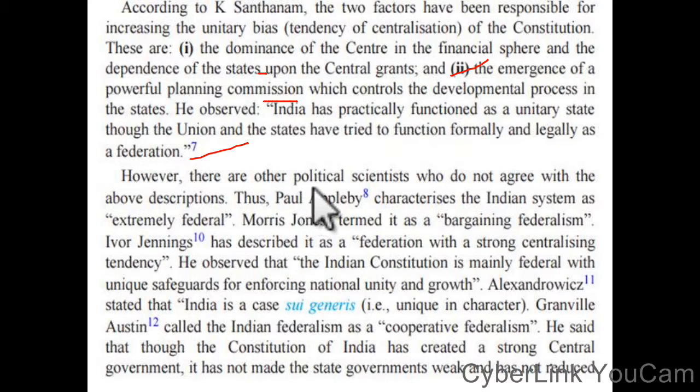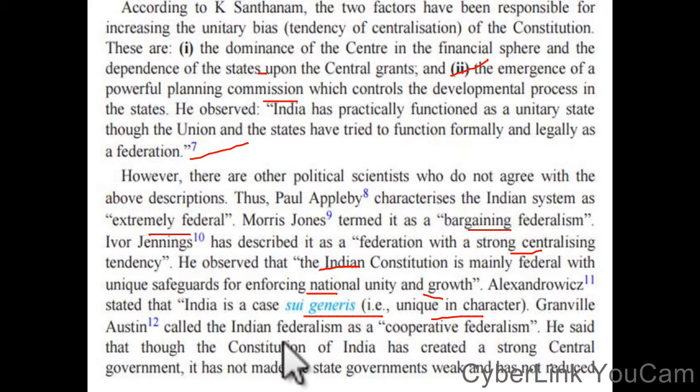However, there are other political scientists who do not agree with the above description. Thus, Paul Appleby characterizes the Union system as extremely federal. Morris-Jones terms it bargaining federalism. He described the federation with a strong centralizing tendency. He observed the Indian Constitution is mainly federal with unique safeguards for enforcing national unity and growth. Alexandrowicz states that India is a case of sui generis, a unique governmental character.